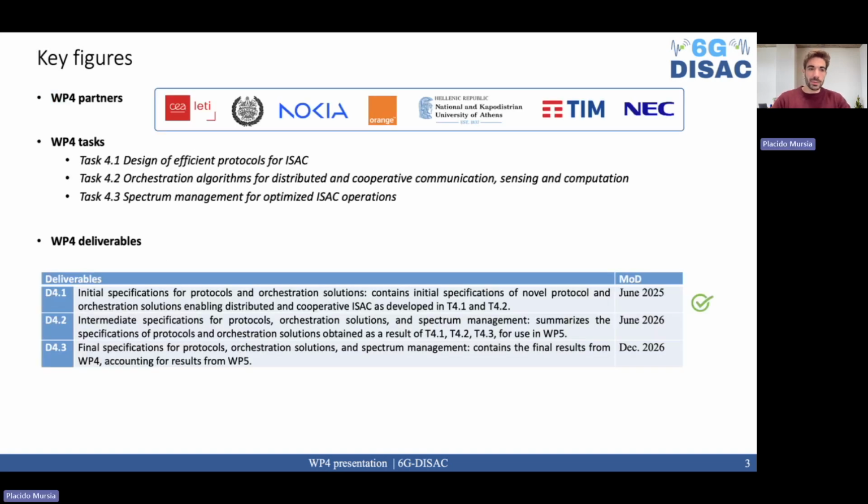So as I mentioned before, this work package is divided into three tasks. The first one is about design of efficient protocols for ISAC. The second one is about orchestration algorithms for distributed and cooperative communication, sensing, and computation. And finally, the third one is about spectrum management for optimized ISAC operations. In this regard, we have three deliverables containing the results of this work package. The first one is already available and online, more details on that later, while the next two are expected later in 2026.